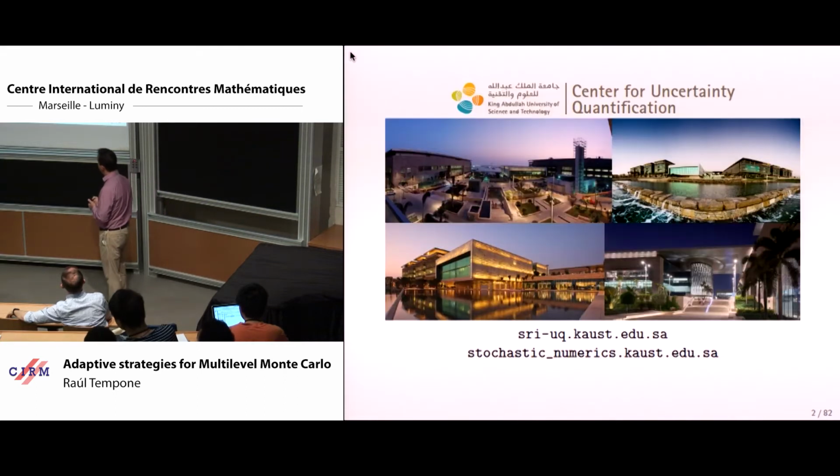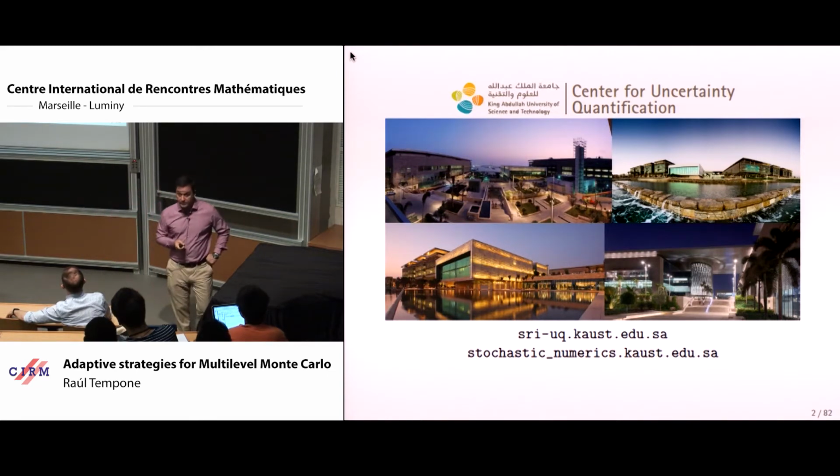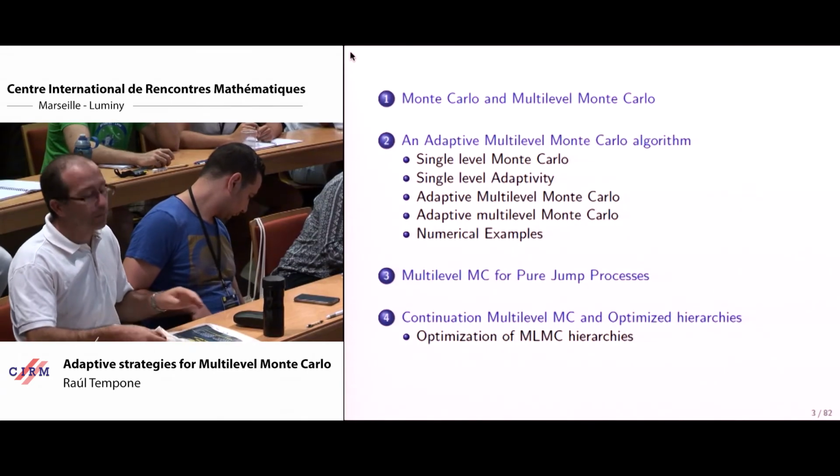So the plan is as follows. Well, these are some pictures from the place I come from. This is KAUST actually. It's King Abdullah University of Science and Technology. Some of the students are here today. And let's see, this is the plan.